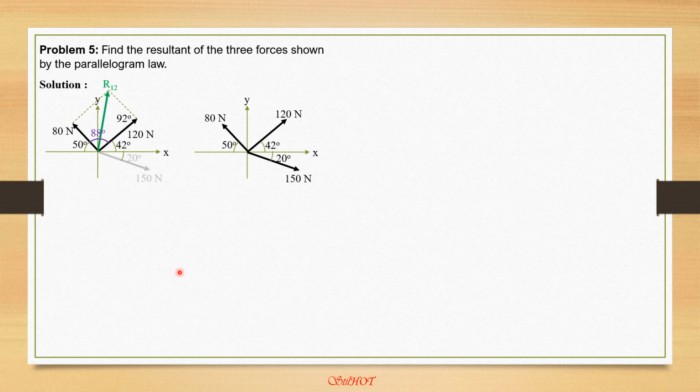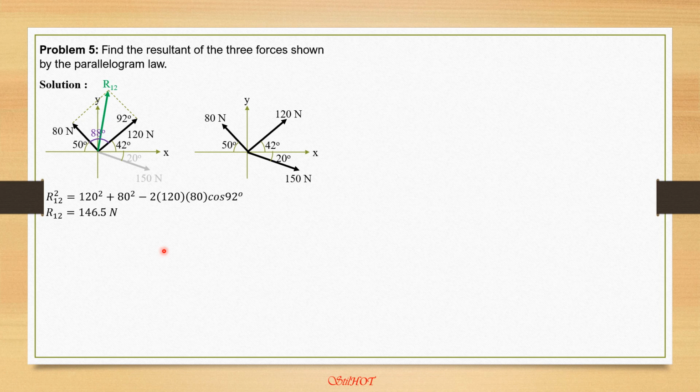So by cosine law, R12 squared is equal to 120 squared plus 80 squared minus 2 times 120 times 80 cosine of 92. So using your calculator, R sub 12 is equal to 146.5 newtons.